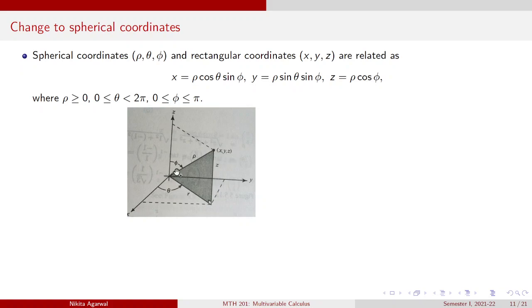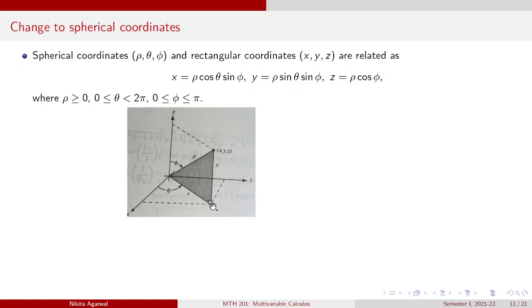Okay. What is phi? You take this line which joins the origin and x, y, z and you look at the angle between the positive z axis and this line. This is phi. Okay. So if this is equal to phi and this height is z, what should z be? It should be rho cos phi, right? Because this is also phi.